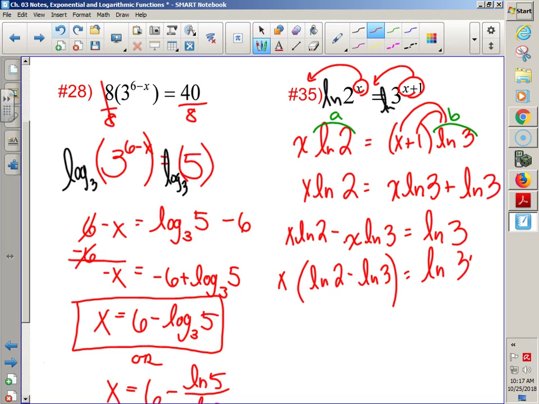They both have an x. So you can factor, and as soon as you factor, the x is finally all in one place.